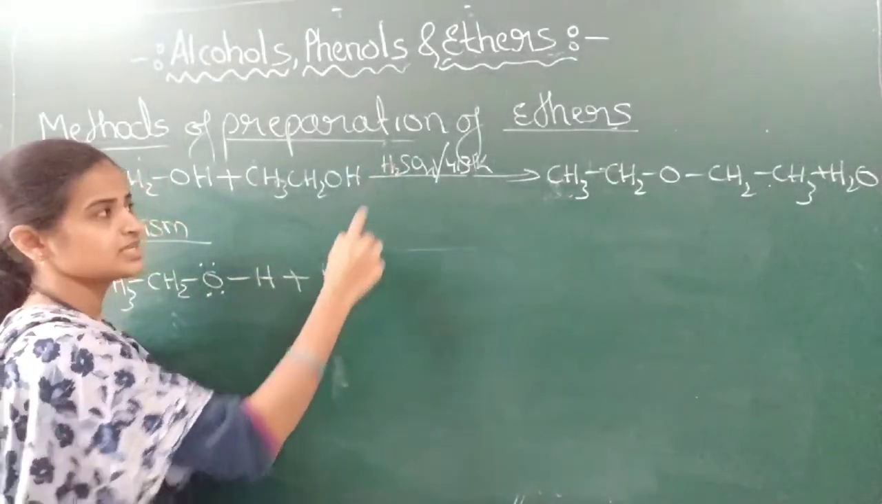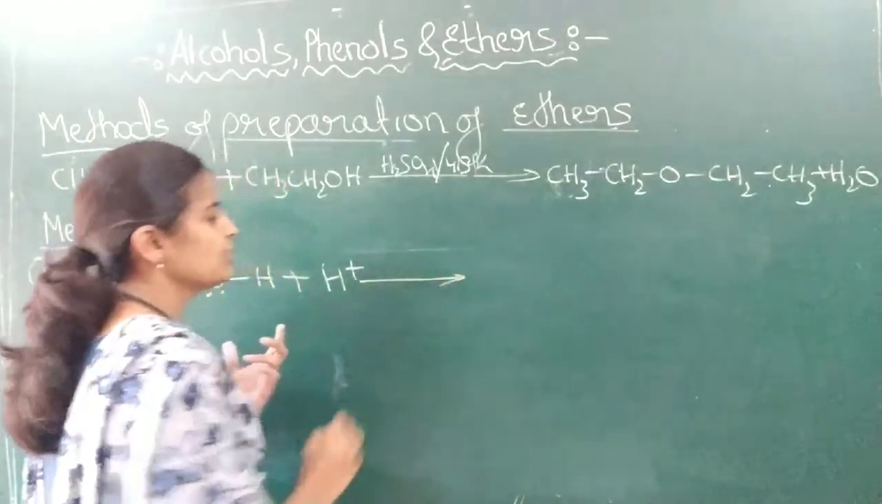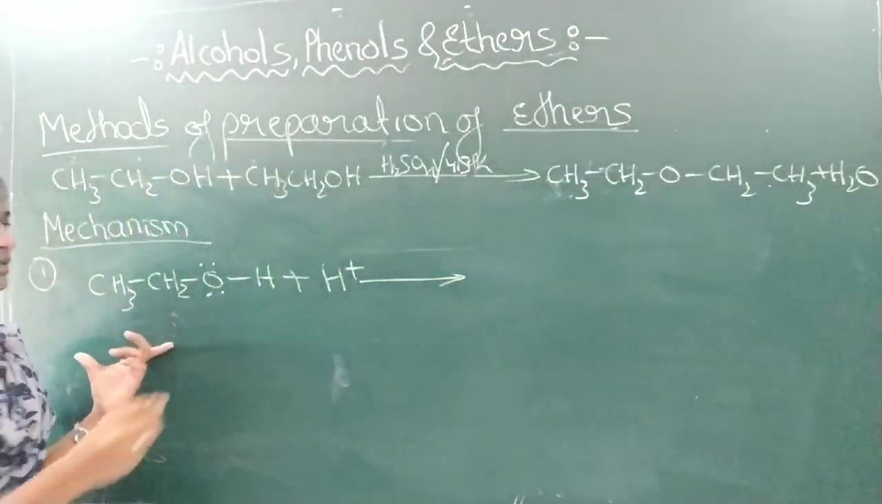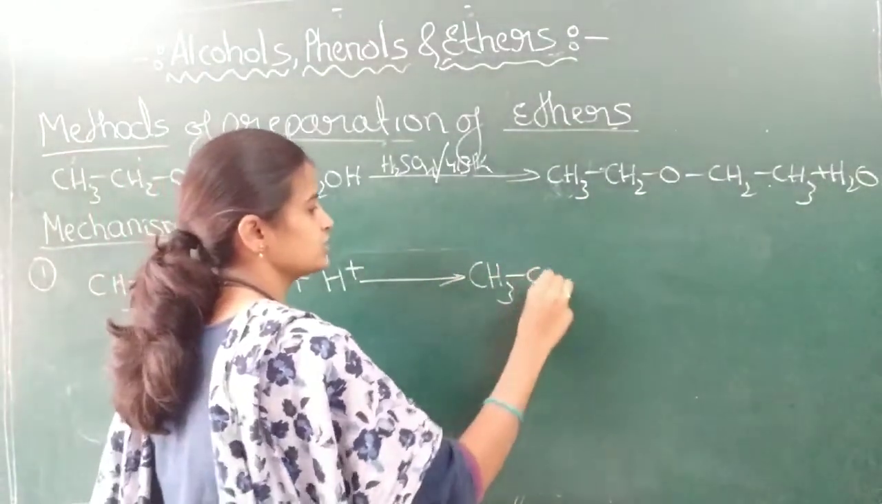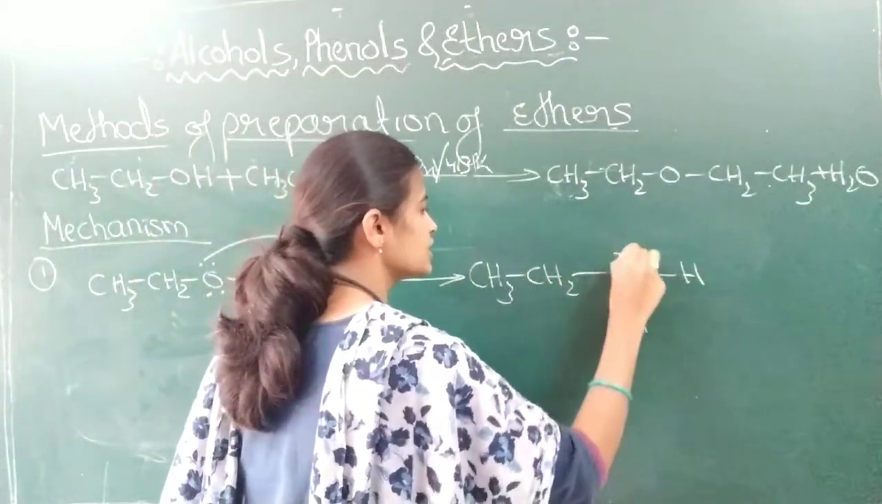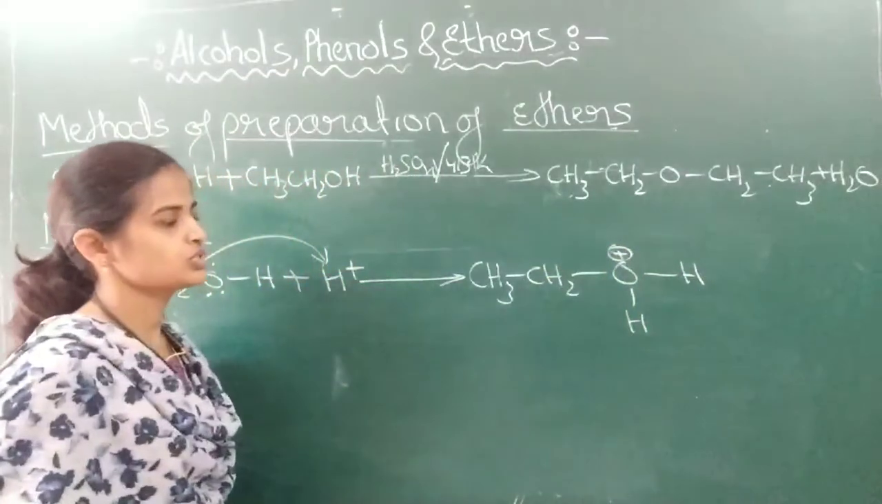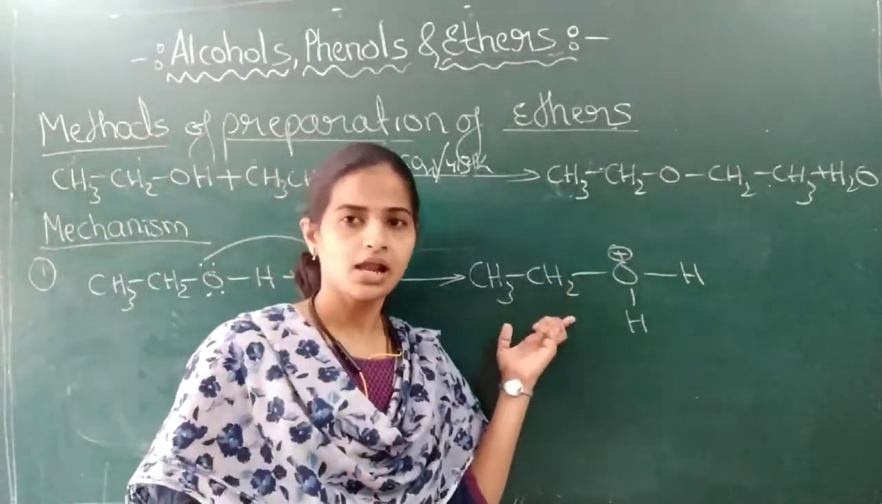From where has this H+ come? From H2SO4. It gives the protonation. In the first step, protonation of alcohol takes place. CH3CH2OH, and the most electronegative oxygen atom will get the positive charge here. This is what we call protonated alcohol.